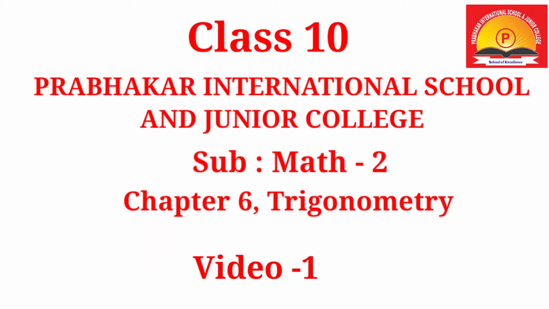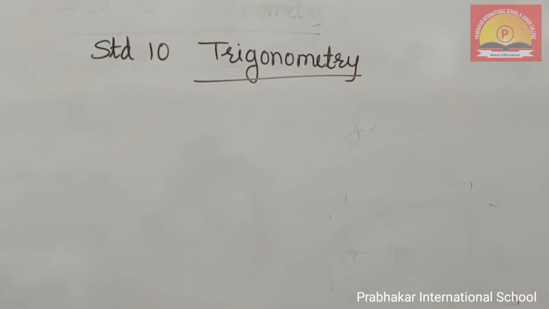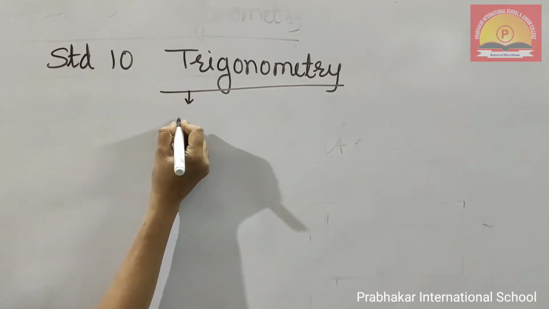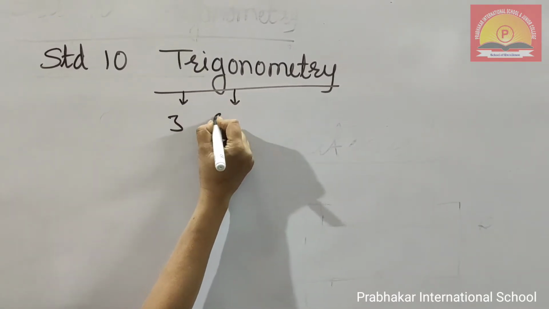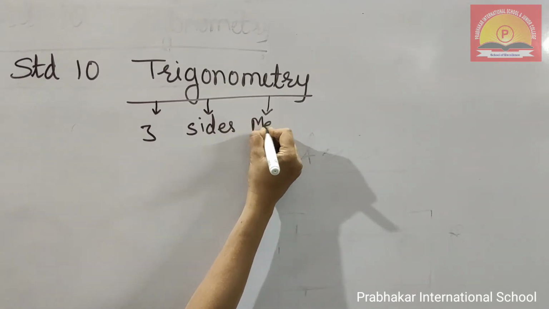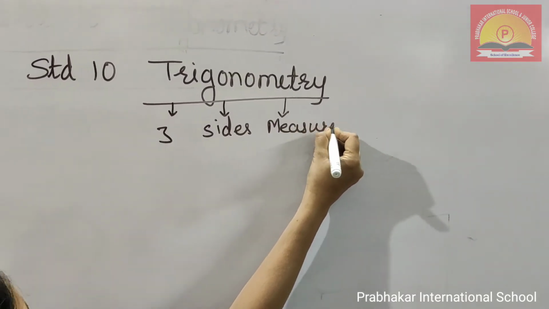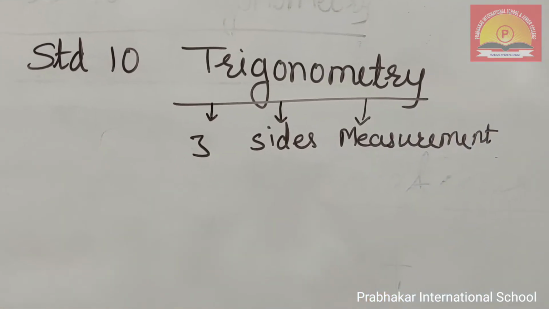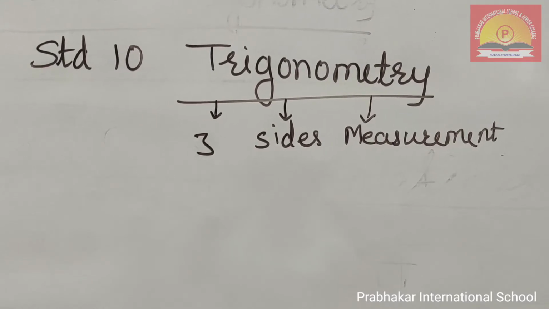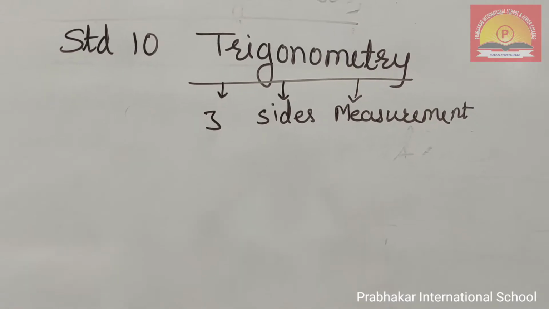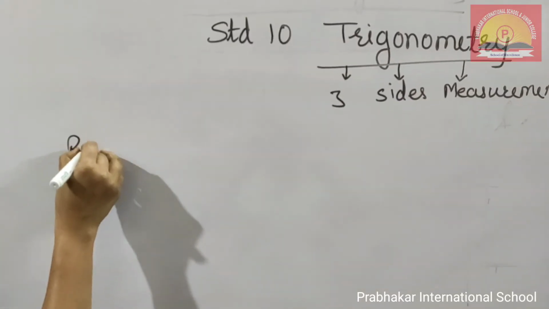Students, in this chapter we are going to start chapter number 6, trigonometry. First of all, we will understand the meaning of trigonometry. Trigono means what? Tri means 3. Gono means sides. And metry means measurement. So wherever we are thinking about the measurement of 3 sides, we are using the concept of trigonometry. So trigonometry in short is the measurement of 3 sides.